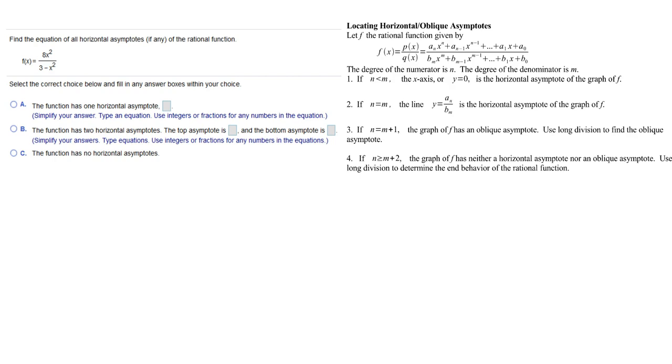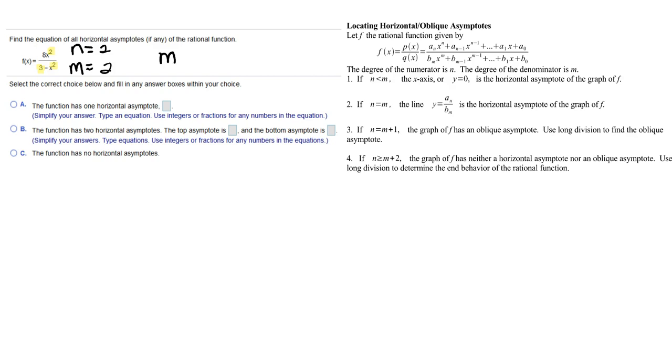So the degree of the numerator, which is n, we get that by finding the highest power on x, and that is a 2. For the denominator, we're also looking for the highest power on x. We have a power of 2 on this term. This term doesn't have an x, so we use a power of 0 for that term, and we take the highest power, which is 2.